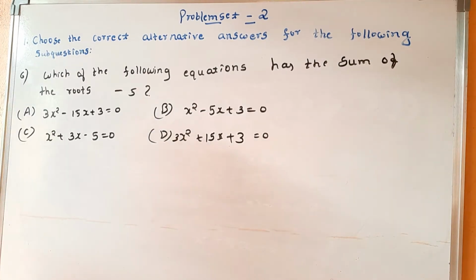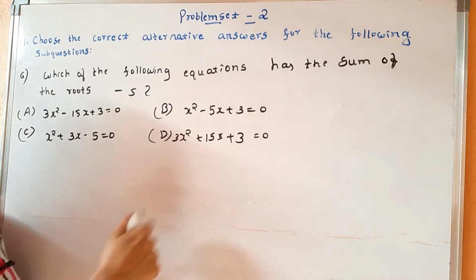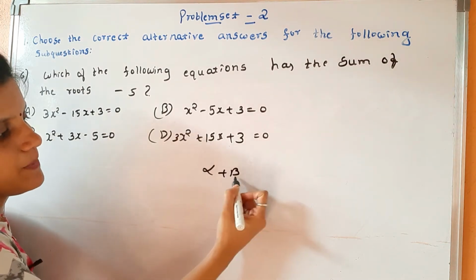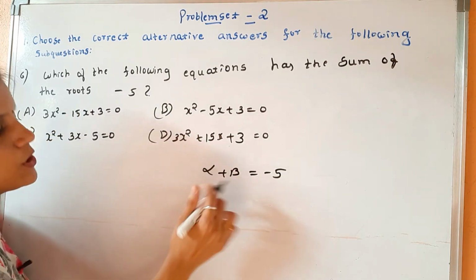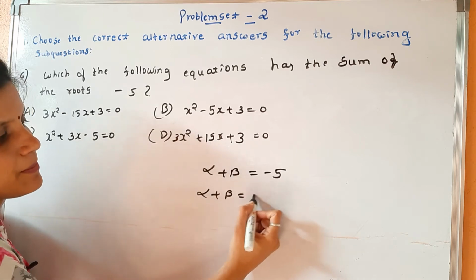Students, our next question is, which of the following equations has sum of the roots minus 5? You all know what is sum of the roots, that is alpha plus beta. Alpha plus beta is minus 5. So we should find out from which equation we are getting this value. So alpha plus beta is nothing but minus b upon a.